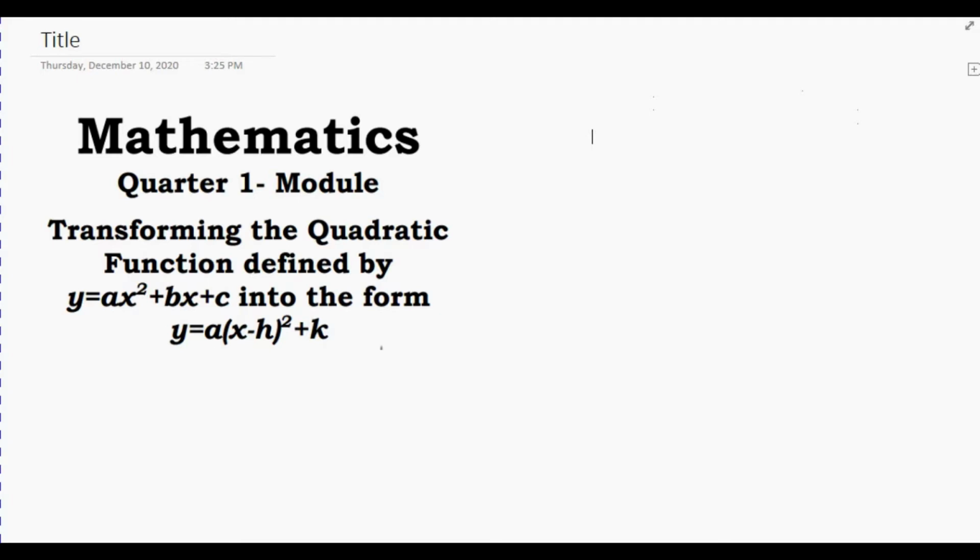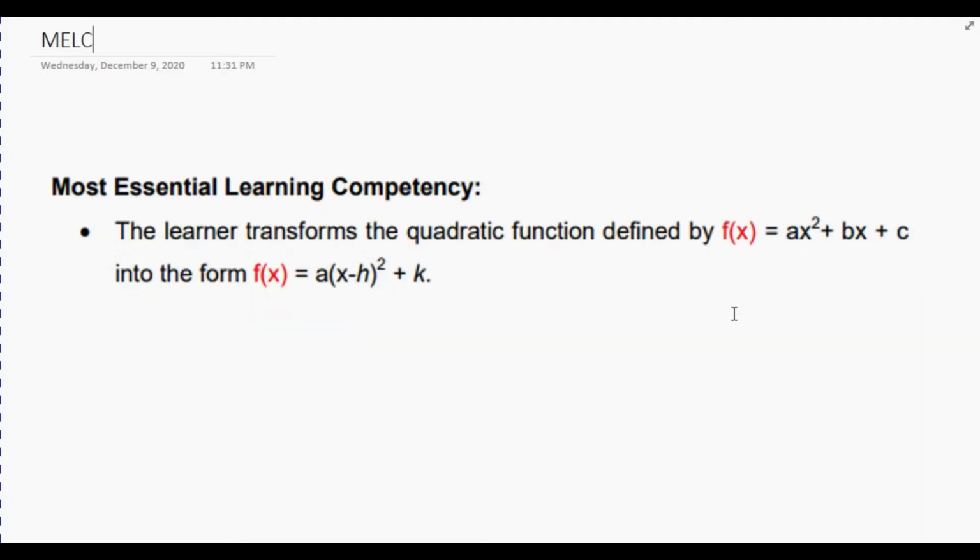The most essential learning competency for this module is that the learner transforms the quadratic function defined by f of x equals ax squared plus bx plus c into the form f of x equals a times quantity x minus h squared plus k. So you are expected to transform the standard form of quadratic function into the vertex form.